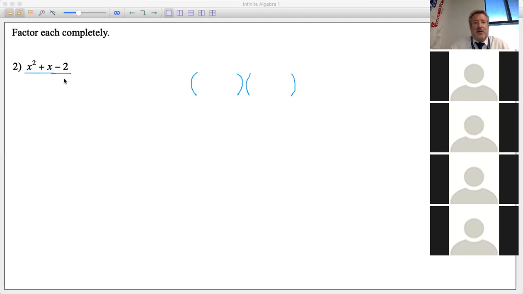And the magic is we look at the very last number here, the -2, and we ask ourselves two questions. We ask ourselves, what two numbers multiply, M-U-L-T, multiply, and give you -2, that when you add those two numbers would add to the middle number. You're like, well, there isn't a middle number here. Well, remember, there's a hidden 1 in front of X. So I'm looking for what two numbers multiply that give you a -2, that when you add them together, you get a +1. So how do we figure that out?